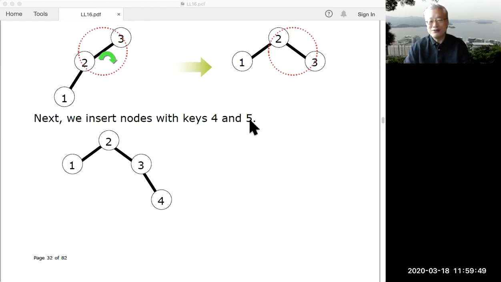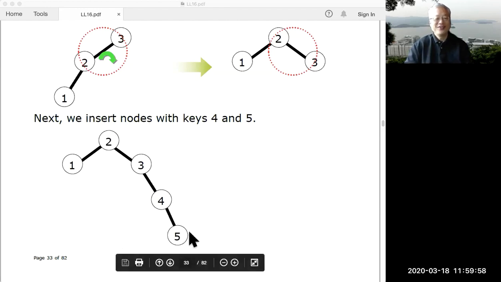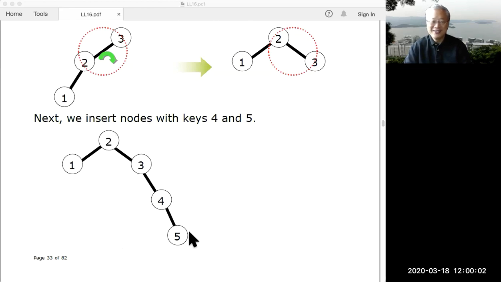Now, 5. So where should we put 5? 5 should be put here, right? The right child of 4, like this. Good. So do we need to do rotation? Definitely, yes. So can anyone tell me which axis? Where's the axis of rotation?